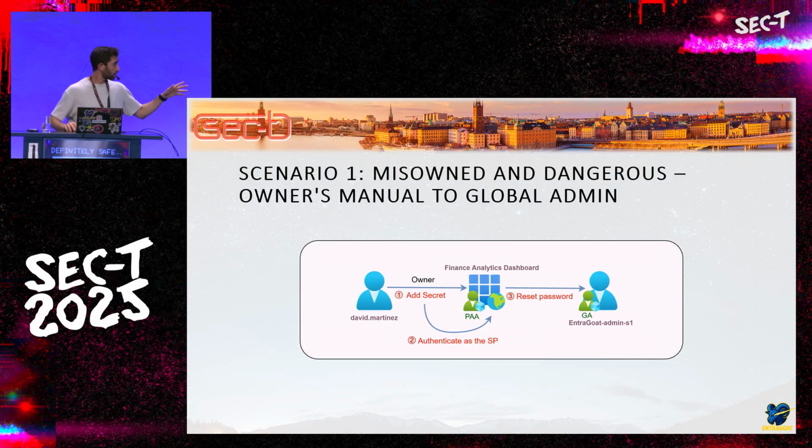So in scenario number one, basically, a low privilege user is assigned as an owner of a privileged application that has the role of Privileged Authentication Administrator, and that role can basically reset any user password in the tenant. So whenever you're an owner of an application, you can do pretty much all the things that application can do on its own.